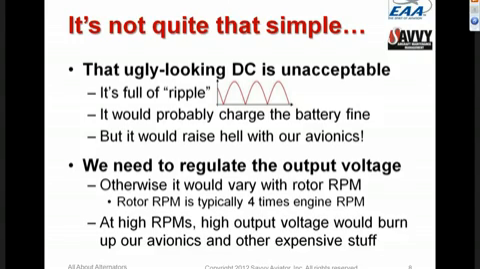The second problem is that we need to regulate the output voltage. If we simply had a permanent magnet rotor, then the voltage that it induced into the stator as we rotate the alternator would vary with rotor RPM. So the faster we turn the alternator, the more voltage it would generate. And that doesn't work real well with our aircraft because we want a constant output voltage. Since the alternators are engine driven, and since the RPM of the engine changes quite a bit, it just wouldn't work real well. So we're going to have to find some way to regulate the voltage output of the alternator and keep it more or less constant. So let's see how we solve those two problems.